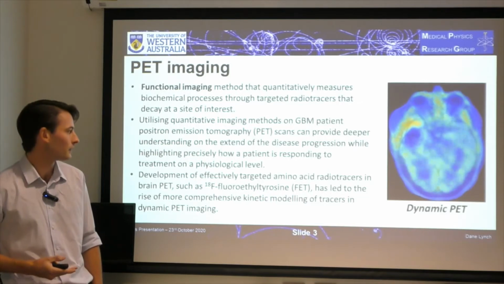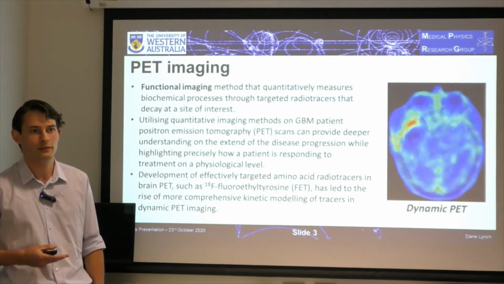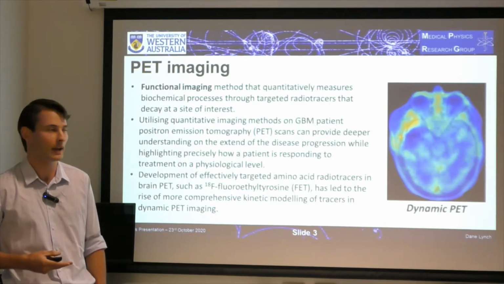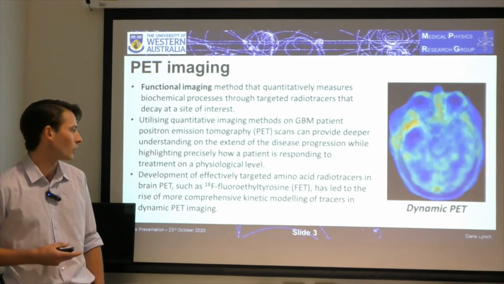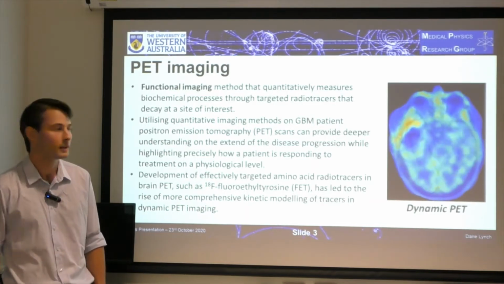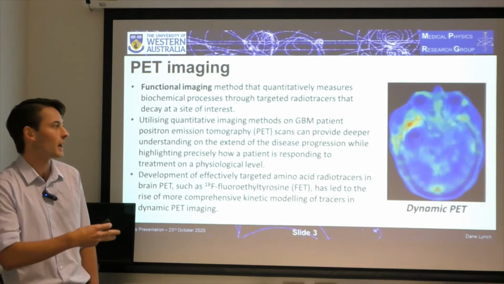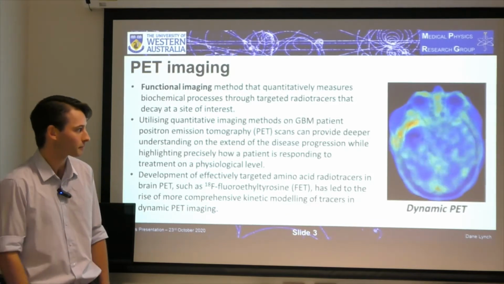Development of effectively targeted amino acid radiotracers in brain PET, such as F18 fluoroethyltyrosine or FET, has led to the rise of more comprehensive kinetic modelling of tracers in dynamic PET imaging. As you see on the right here, this is a dynamic PET image which has been sped up over 20 minutes.